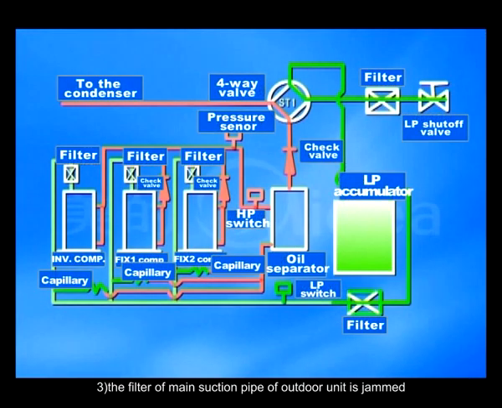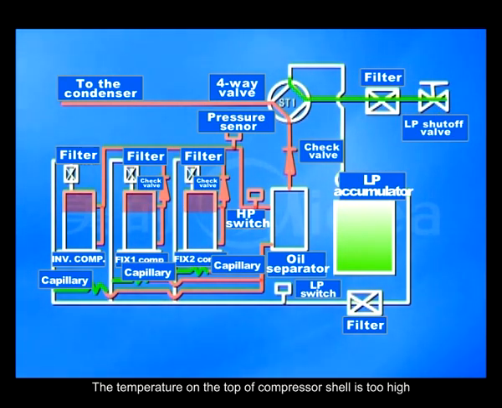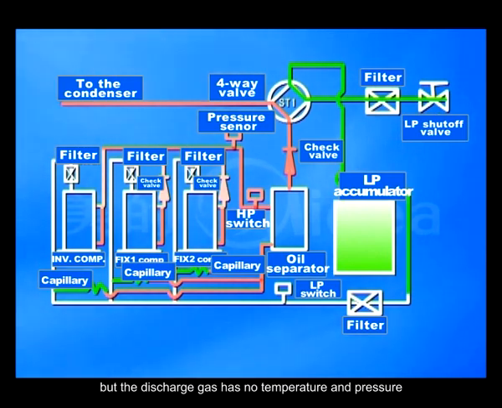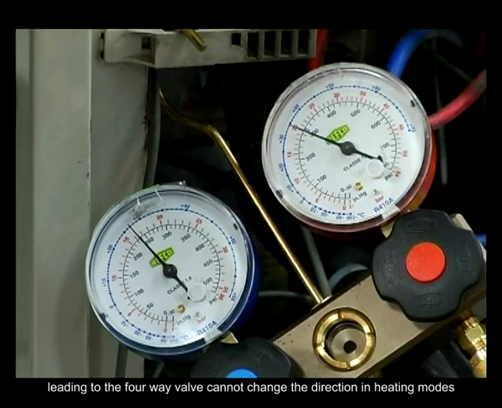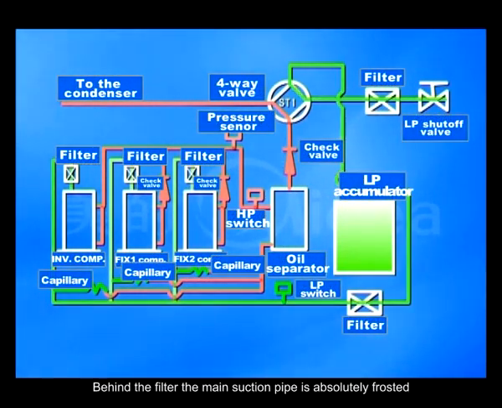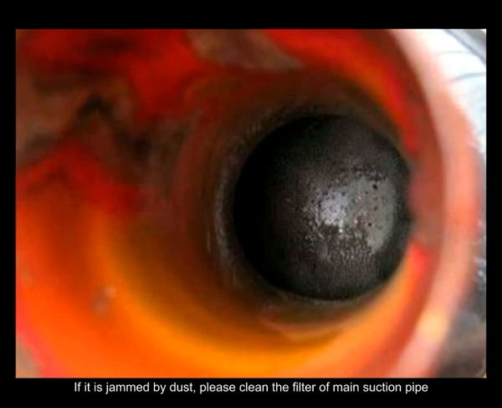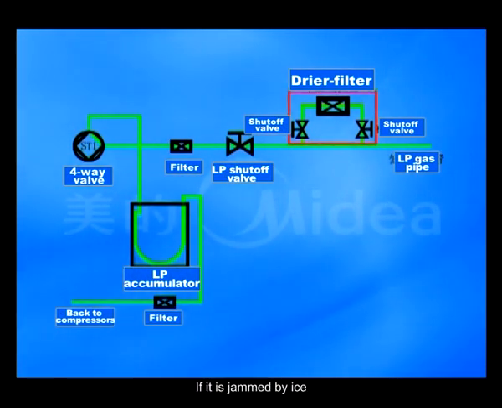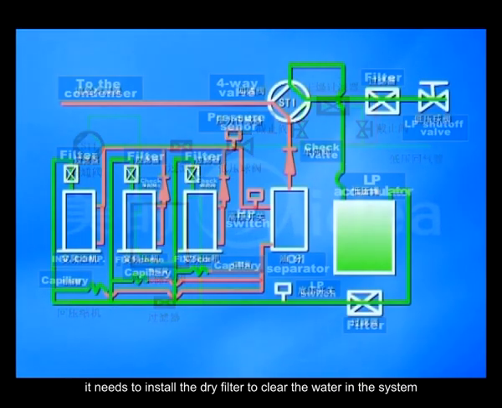Three, the filter of main suction pipe of outdoor unit is jammed. The temperature on the top of compressor shell is too high, but the discharge gas has no temperature and pressure, leading to the 4-way valve cannot change the direction in heating mode. The pressure of gas and liquid pipe is nearly the same. Behind the filter, the main suction pipe is absolutely frosted. Solution: if it is jammed by dust, please clean the filter of main suction pipe. If it is jammed by ice, it needs to install the dry filter to clear the water in the system.